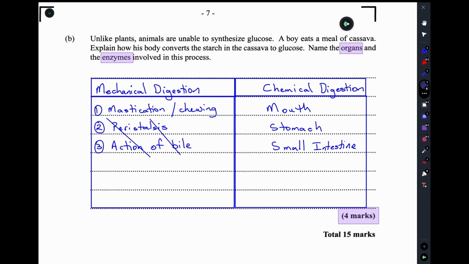In terms of the organs that we will focus on, the digestion of starch begins in the mouth and is completed in the small intestine. The stomach, not involved. The stomach is strictly for the digestion of proteins. So, to focus on the question, the organs that we're looking at, mouth, small intestine, I'm going to make small mention of mechanical digestion in terms of chewing in the mouth, and then we're going to include the enzymes involved in starch, and that should give us our 4 marks.